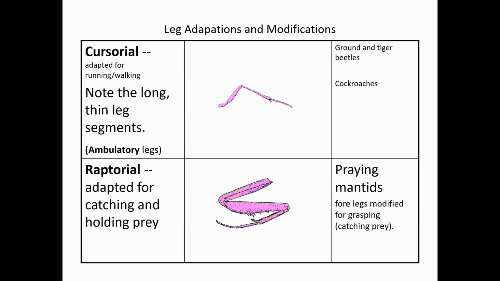So the next one is the raptorial type. They are adapted for catching and holding the prey. It is observed in the case of praying mantids.